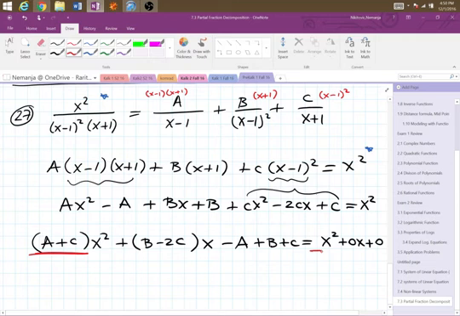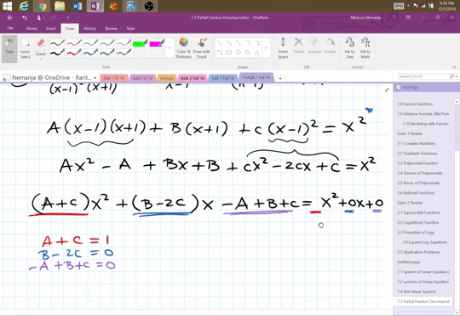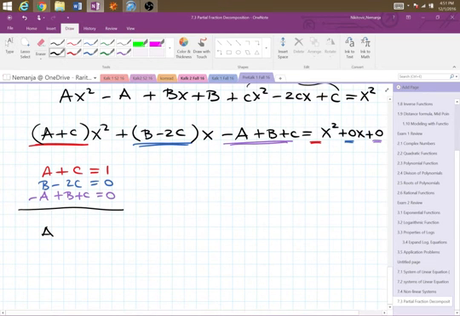Coefficient of x squared has to be coefficient of x squared. So A plus C is 1. Blue. Coefficient of x has to be coefficient of x. So blue equation is B minus 2C is 0. And in purple, let's say, the constant here has to be equal to the constant at the end. So negative A plus B plus C is equal to 0. You have A, B, C. Of course, you're going to have three equations with three unknowns, A, B, and C, and you have to find them all. So now you can write this system in an easier way, so you can line it up so you can see what you need to do.